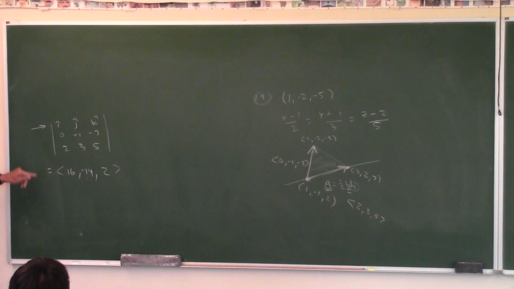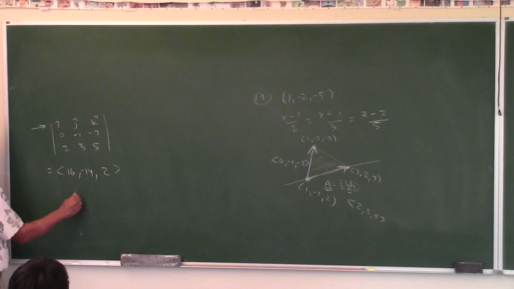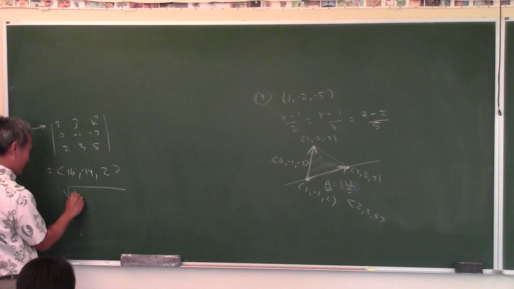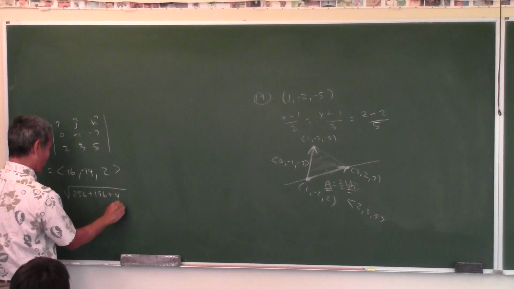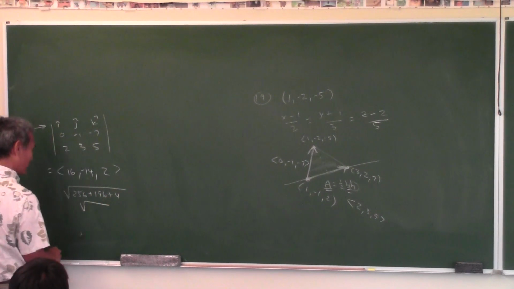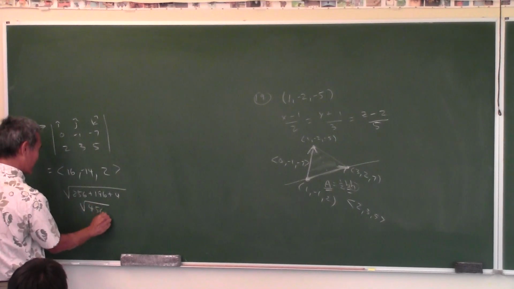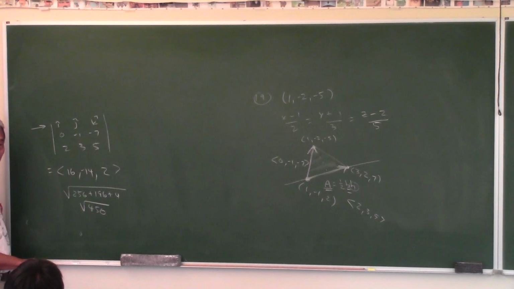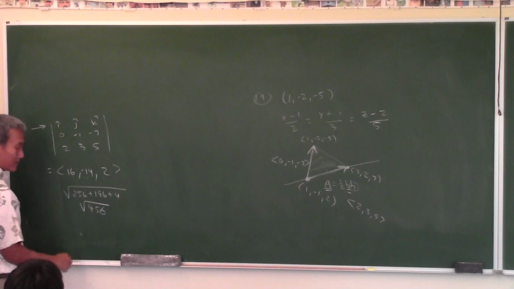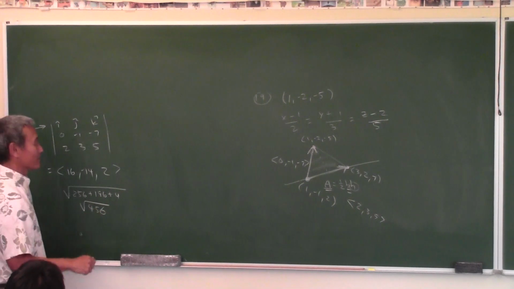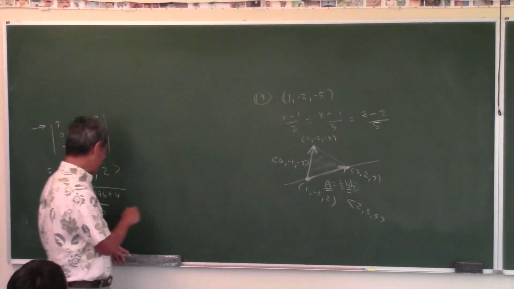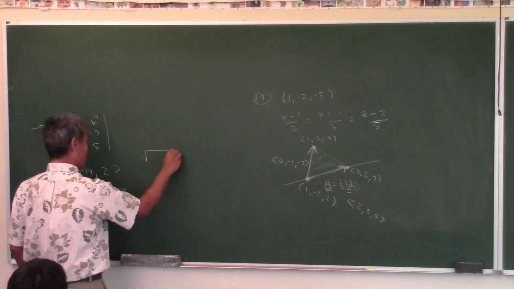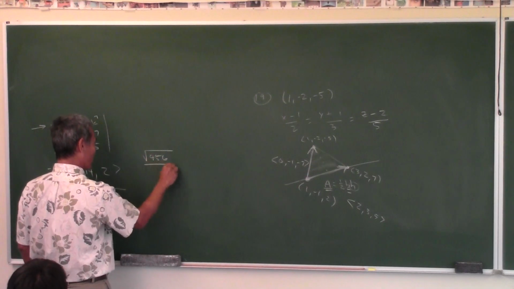Half the length of this vector is the area. So what is the length of this vector? The square root of 256 plus 196 plus 4. What is that? The square root of 456? Shall we simplify it or just leave it? Let's just leave it. I'll leave the simplifying to you. So therefore, the area of this triangle is half of that. It's root 456 over 2.